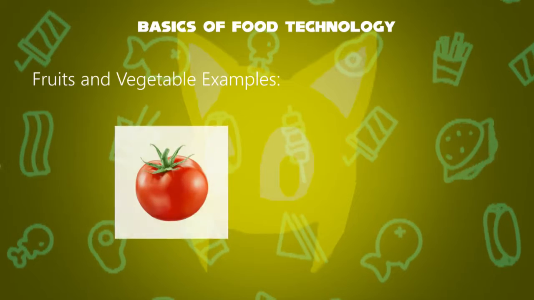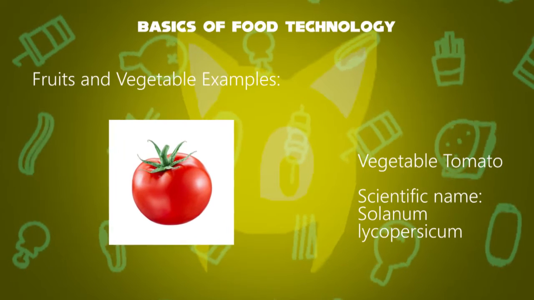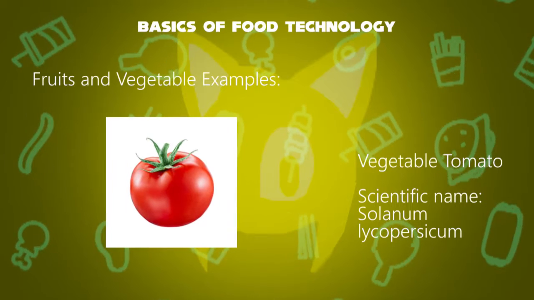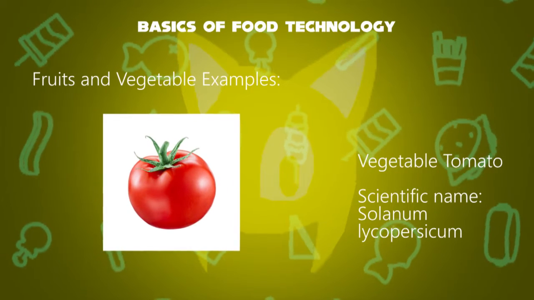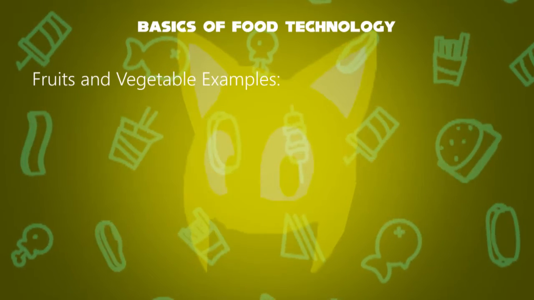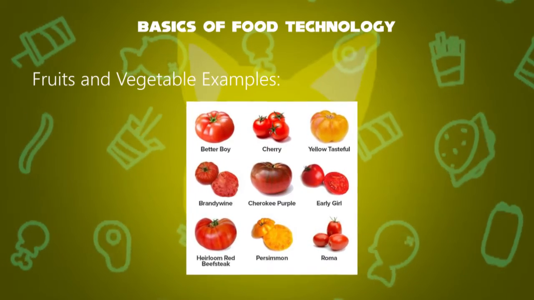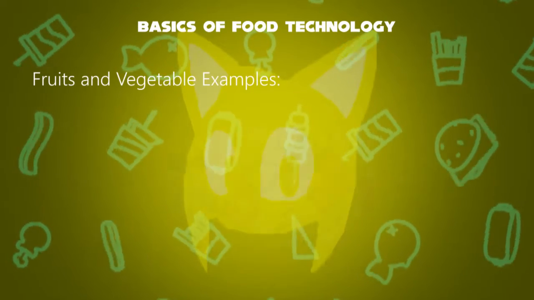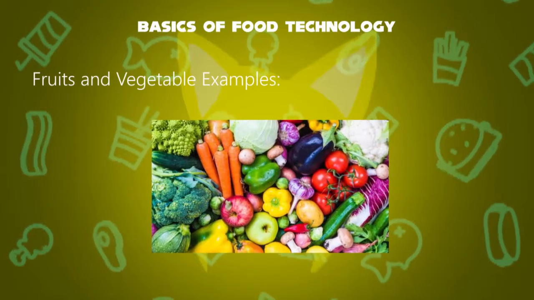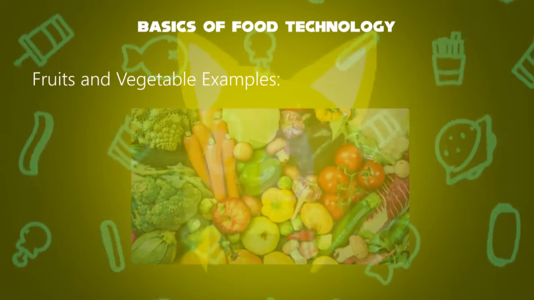Vegetables, on the other hand, let's suppose tomatoes, but with a different taste. The color is similar to apple. Its scientific name is Solanum lycopersicum. There can be a stem on top as well. It can have various types of tomato, like Better Boy, cherry, yellow tasteful, and others. Related to tomatoes, you can find various types of vegetables like carrot, eggplant, onion, and others.